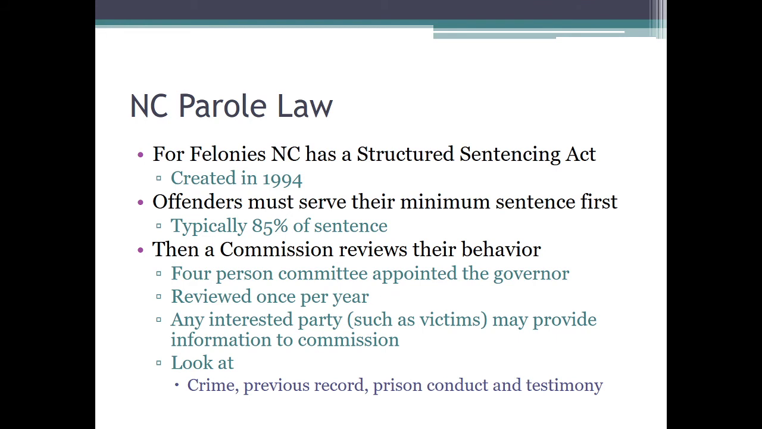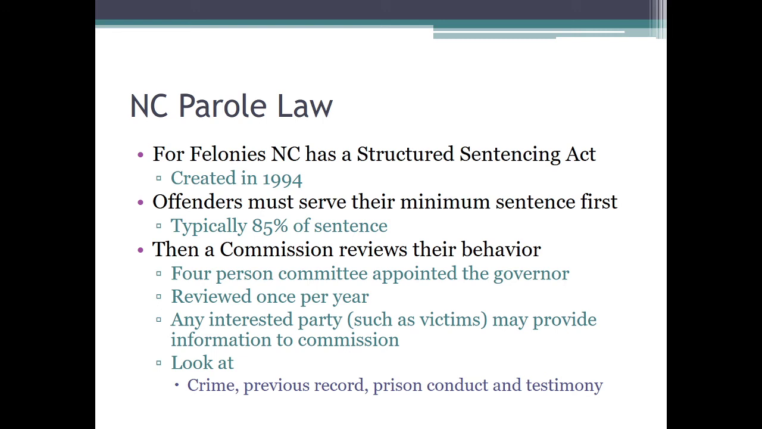What about North Carolina? Well, North Carolina has the Structured Sentencing Act, and this came in 1994. And the conditions for parole is, first of all, you must serve 85% of your sentence. So there is a committee appointed by the governor of the state, currently Governor Cooper, who will appoint 4 members.